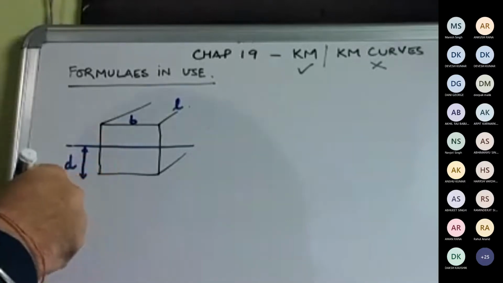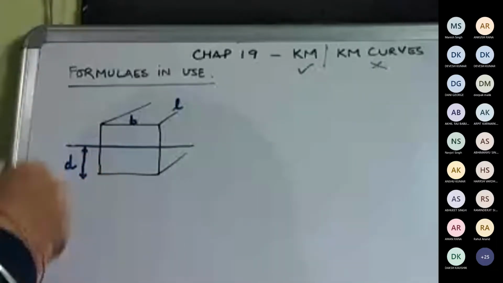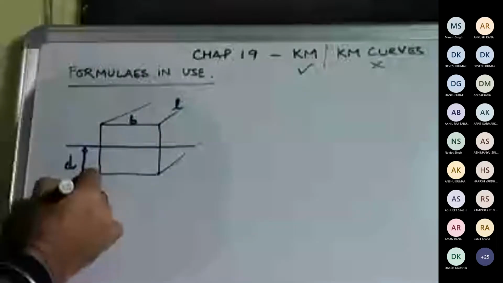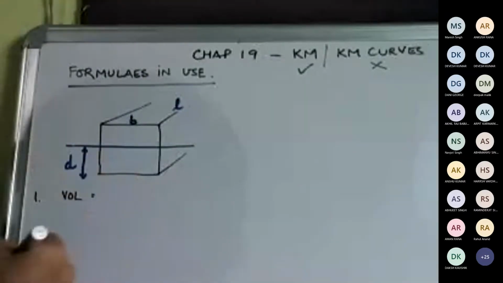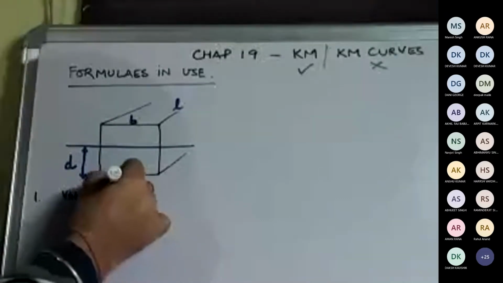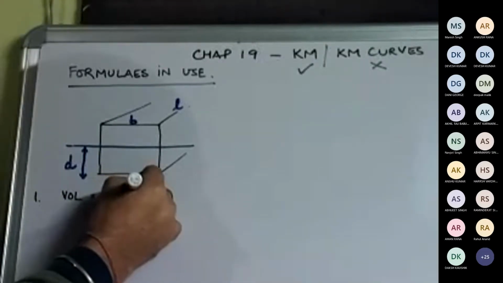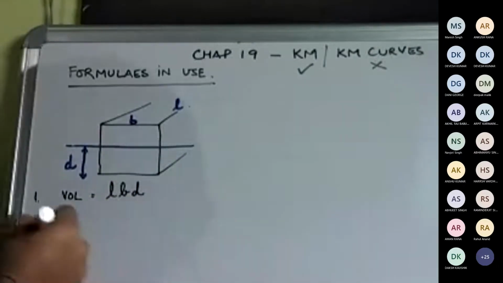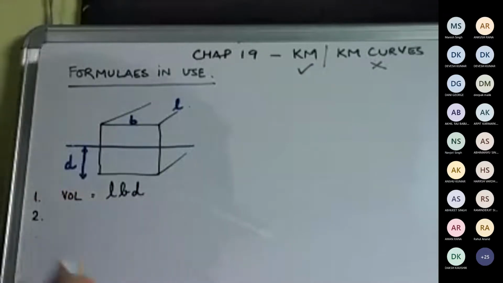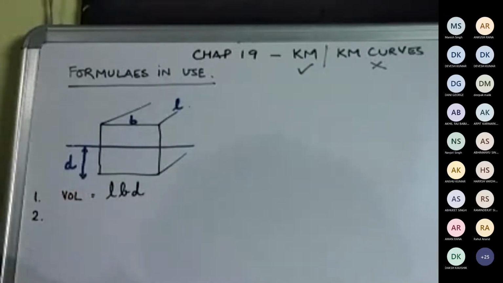So therefore, the underwater volume will be L into B into D. Yes. Okay.